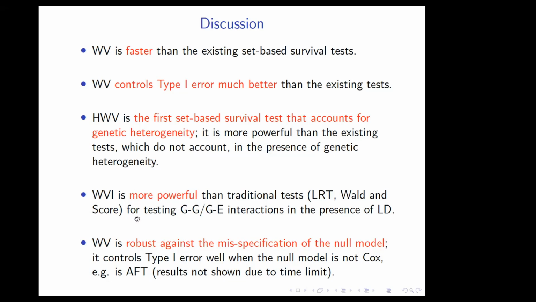And finally, we did some simulation to assess the robustness of WV against misspecification of the null model. We generated survival time from an AFT model but still applied the Cox model-based WV to the data. And surprisingly, we found that the type 1 error for WV is still controlled very well. It's still very close to the nominal level. So WV shows some robustness against the misspecification of the null model. But I didn't show the results here due to the time limit.